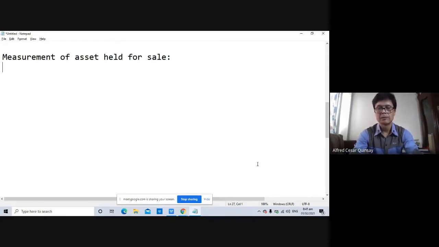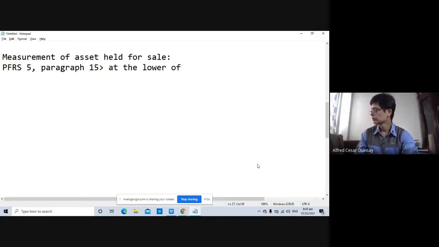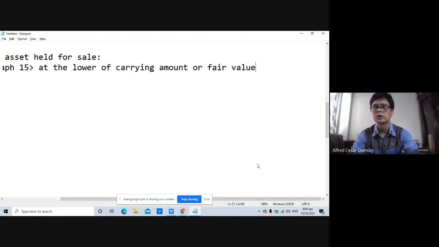PFRS number 5, paragraph 6 or paragraph 15, provides that an entity shall measure a non-current asset or disposal group classified as held for sale at the lower of carrying amount or fair value, kung ano raw ang mas mababa. So ito, less cost of disposal.